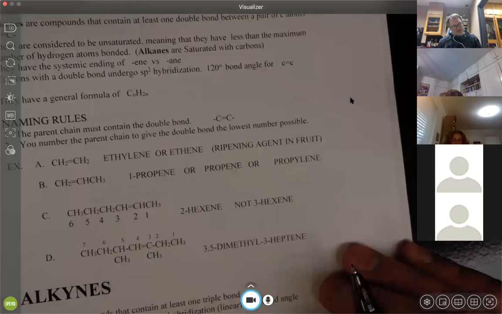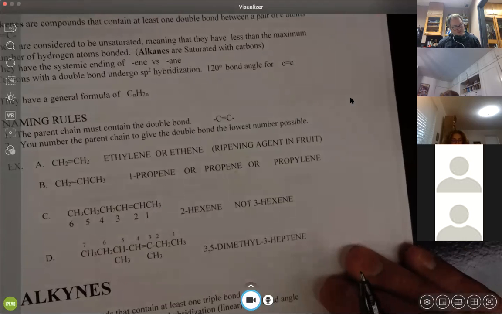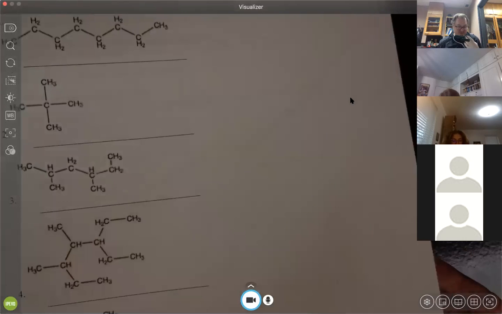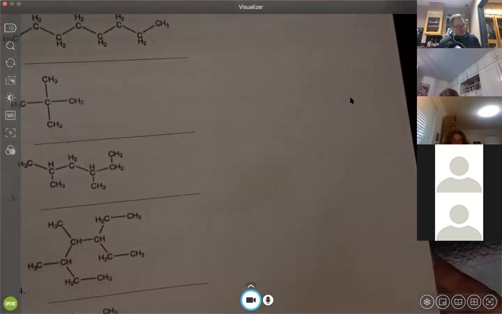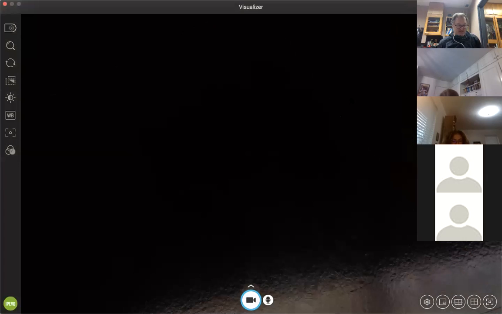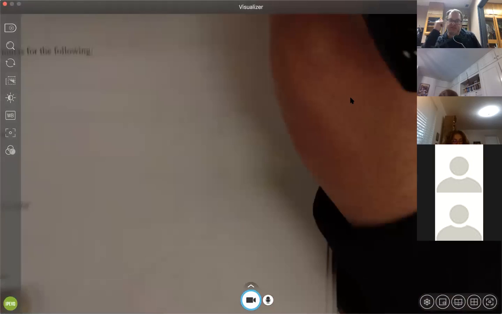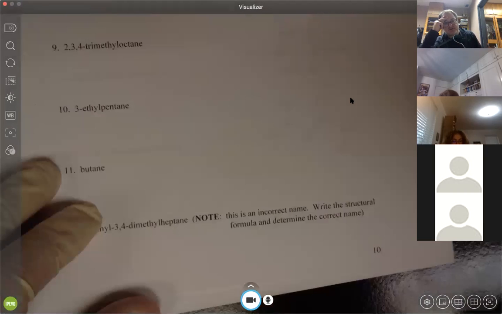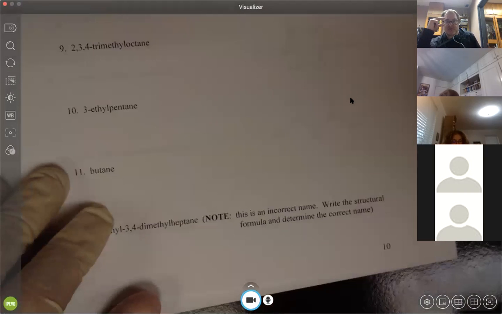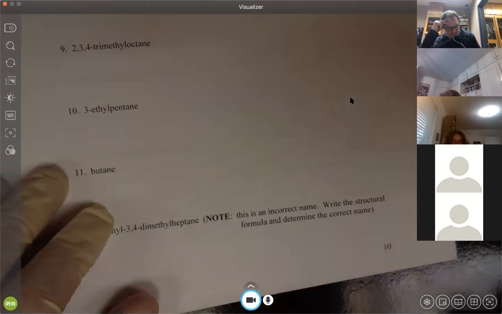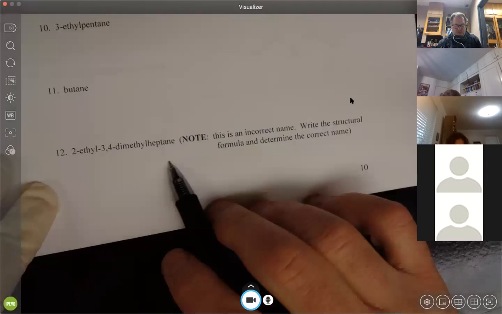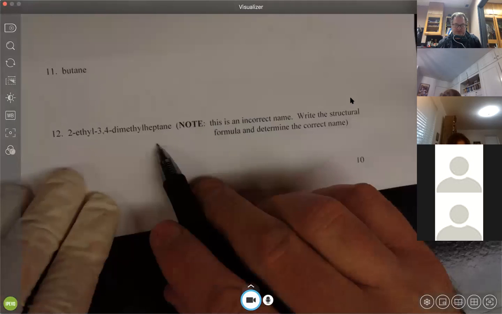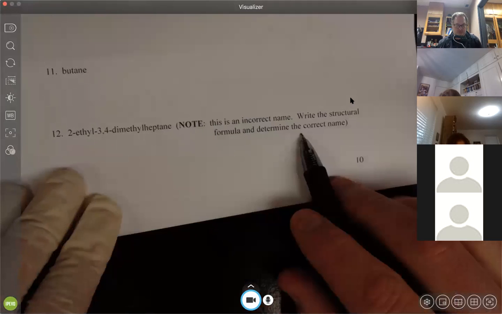If you can do those type of things, you should be good for the quiz, the alkane quiz. Basically naming, talking about how there's single bonds. If I give you the number of carbons, can you tell me the number of hydrogens that would be there? If you're given this name, could you draw it and then rename it the correct name?